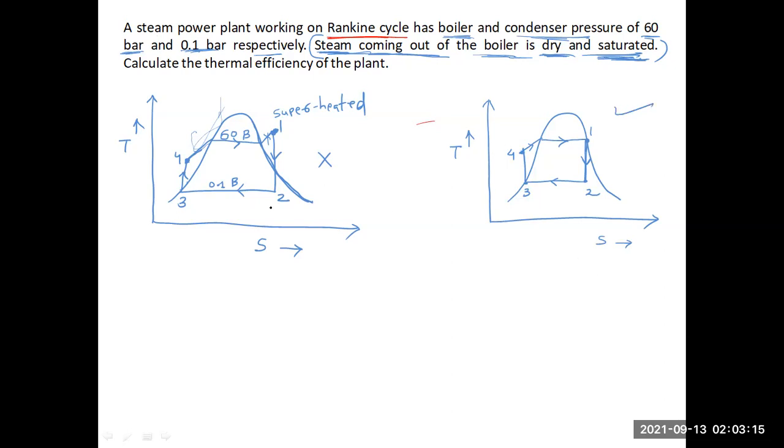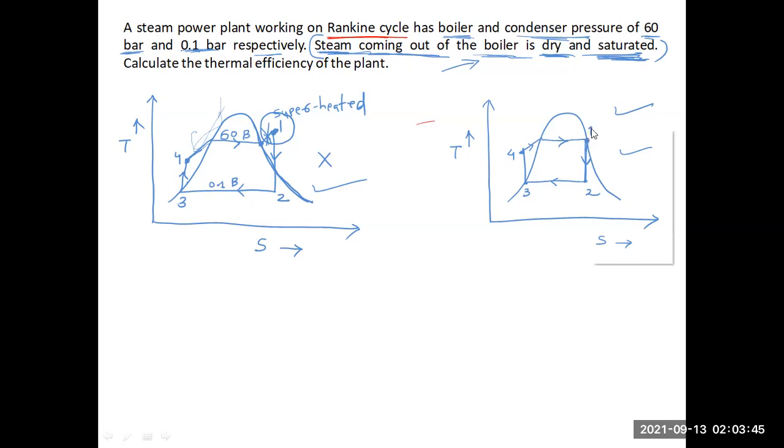Okay, you can see the difference between the ideal temperature versus entropy diagram and this diagram. Okay, so here what will happen? The exit point of the boiler is superheated, but in this question they have mentioned that the exit of the boiler is dry and saturated. Okay, so that's why we have removed this point. We came up to this. Okay, we stop at this point because this indicates dry saturated vapor line.